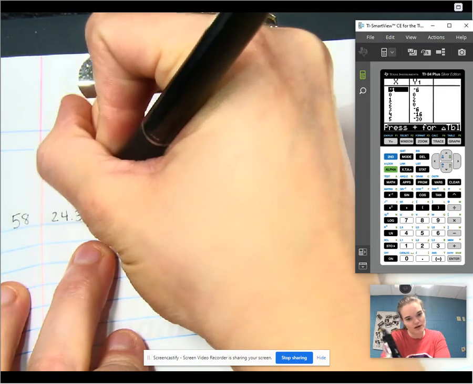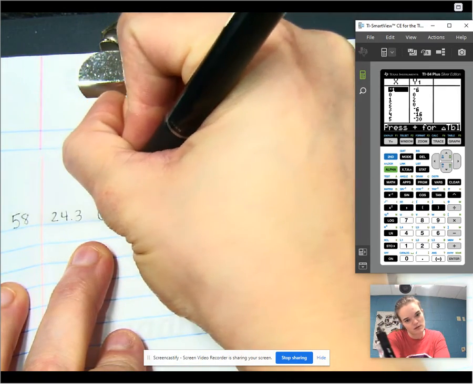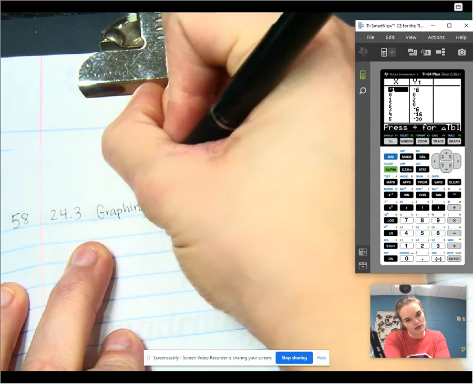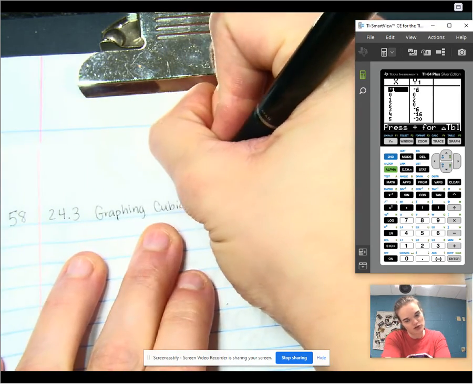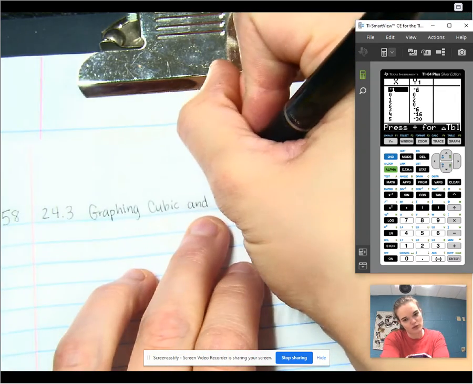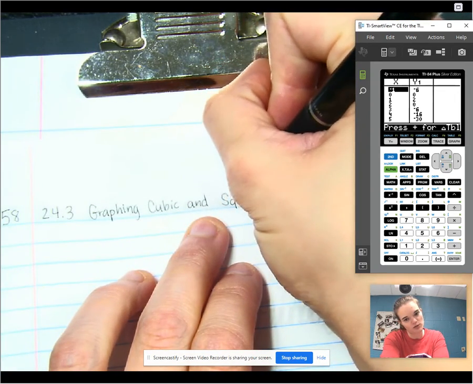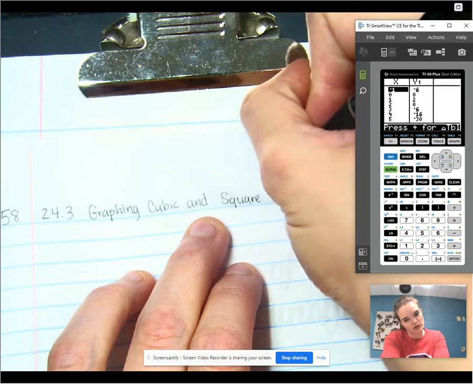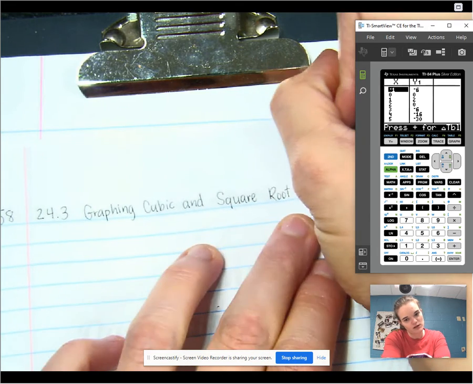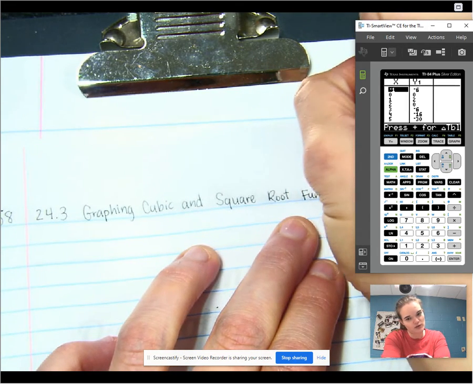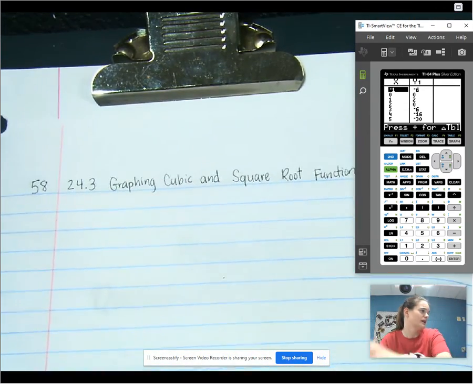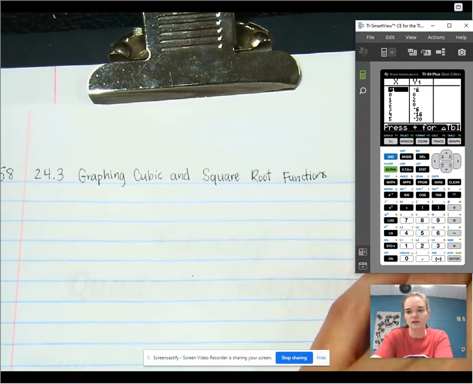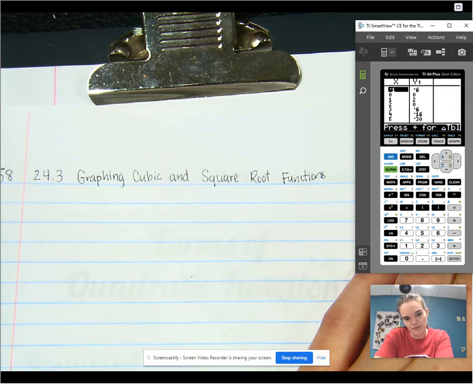24.3, graphing cubic. The title on your tab says graphing cubic and square root functions. We're going to do cubic today, and we're going to do square root the next day. But that's the title for 58 and 59. Let's go ahead and label 58 and 59 that. I'm going to do both right here.